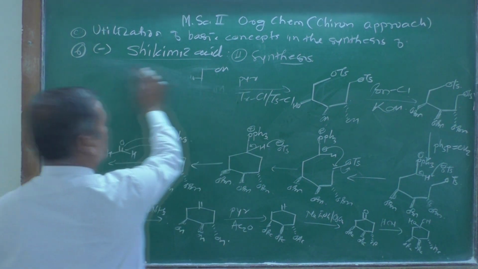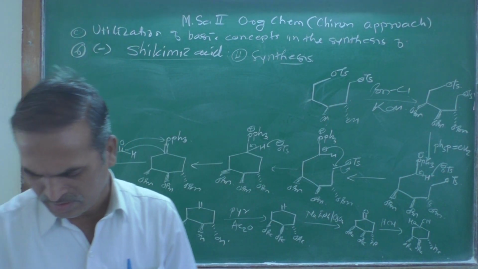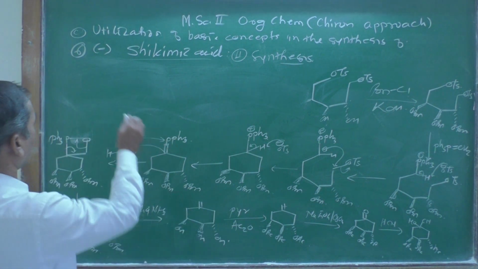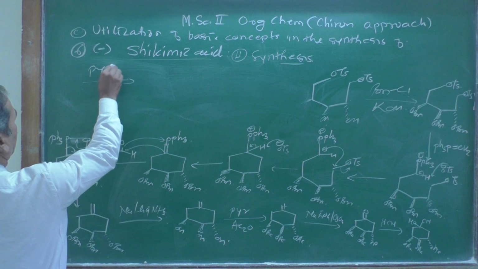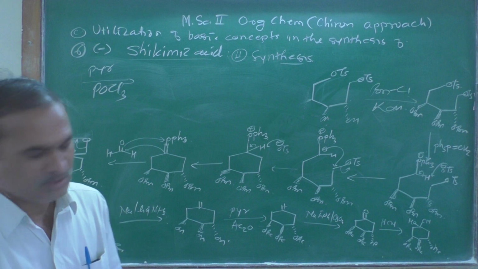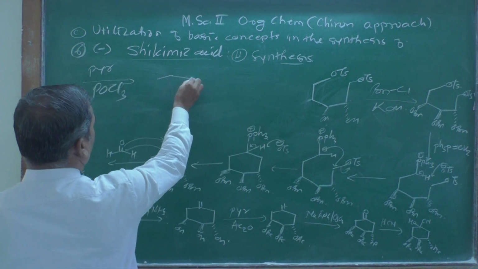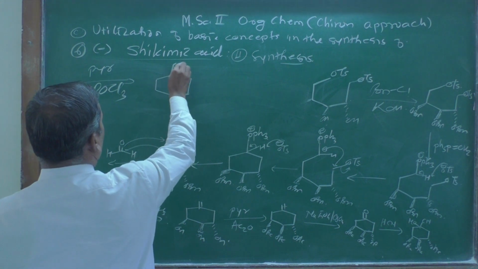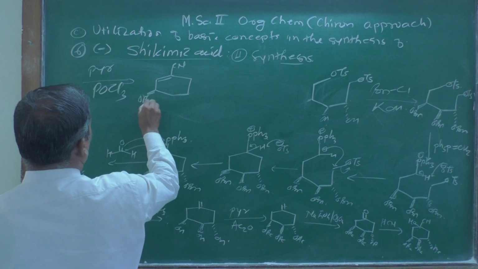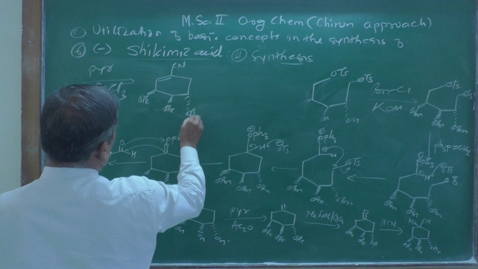This compound is further treated with pyridine in presence of POCl3. What does it give? A dehydration reaction takes place, and you are going to get here a CN with a double bond. The other things remain as they are, OAc, and here also OAc dash dash OAc.